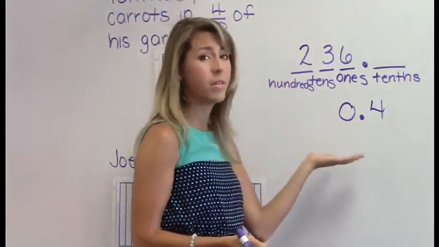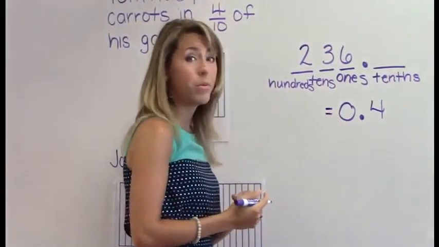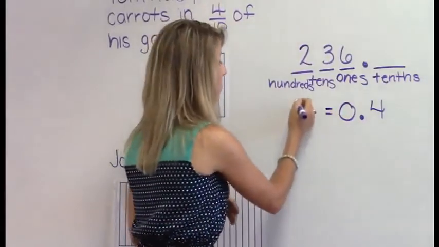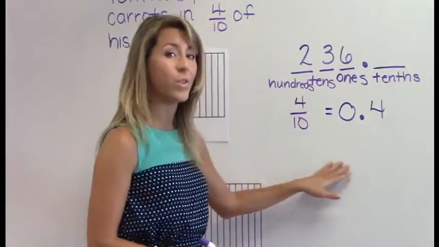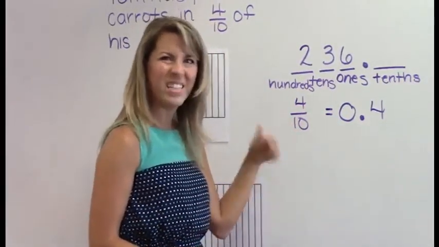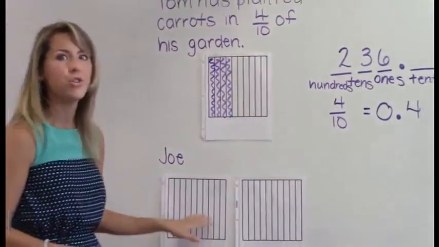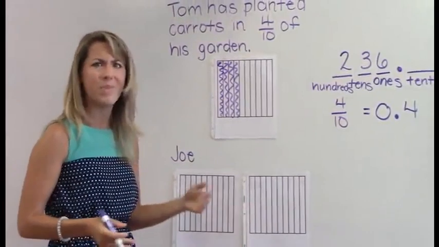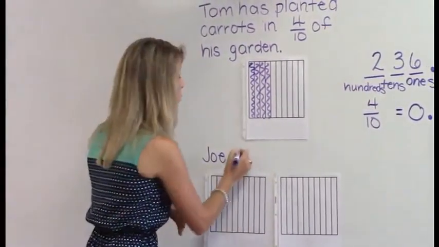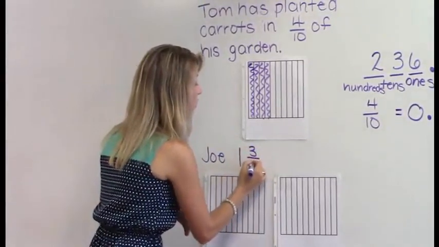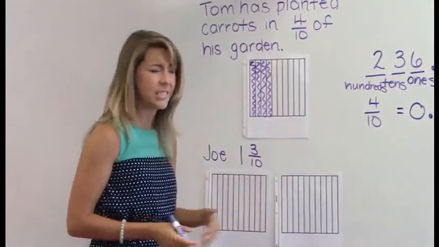We would read this number as 4/10, exactly the same way that we would read the fractional representation of 4/10, because these two values are equivalent. Let's take a look at Tom's neighbor Joe. Joe actually has 2 whole gardens in his backyard. And Joe has planted carrots in 1 and 3/10 of his gardens. He eats a lot of carrots.